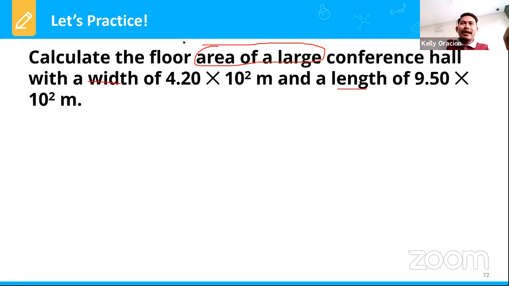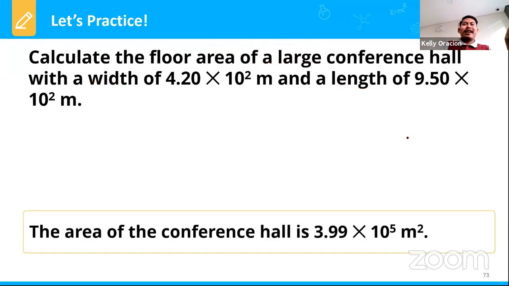Sige. The answer is 3.99. Okay, very good. The answer is 3.99 times 10 raised to 5. Class, ang inyong answer class is 39.9. Now, take note, class. Kailangan natin i-follow ang standard form. Again, standard form of scientific notation.